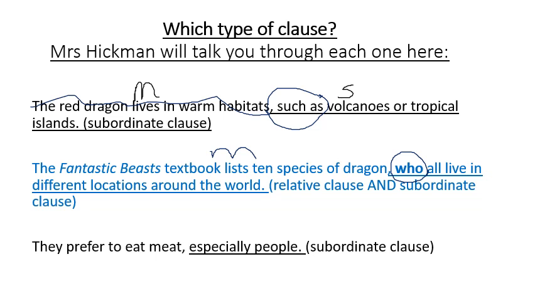Number 3, they prefer to eat meat. That is my main clause, especially people. That's my subordinate clause because it has a little bit more information. But if I just said this on its own, especially people, it does not make sense. I need to have my main clause. And the main clause should always have a verb in it anyway, to eat.